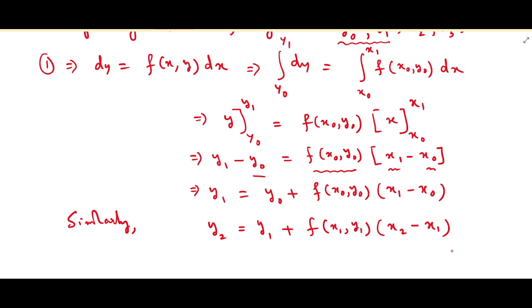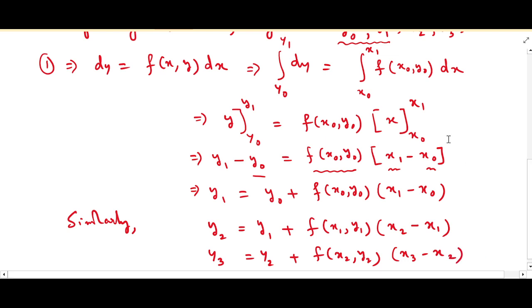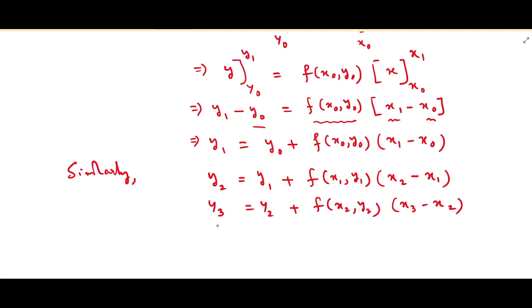Okay. Similarly, we write y3. Y3 will be what? Now it is y2, f of x2 comma y2, and then x3 minus x2. Okay. So in the same way, if we proceed, let us write it for the n plus 1 term. So it will be yn, f of xn comma yn, and then xn plus 1 minus xn.